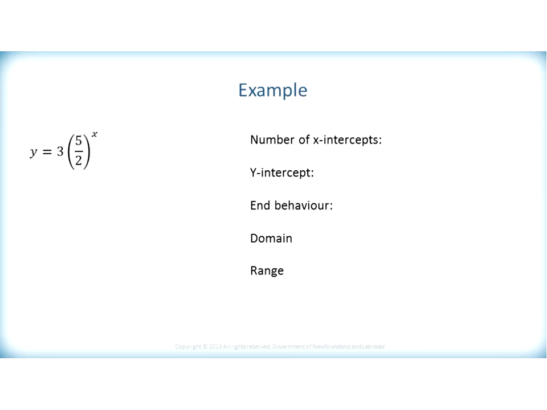Let's have a look at an example. This example, since 5/2 is greater than 1, this will give us an increasing function. The number of x-intercepts of this exponential function would be 0. The y-intercept would be 3. And of course, since it's an increasing function, it would look something like this. It goes from quadrant 2 to quadrant 1.